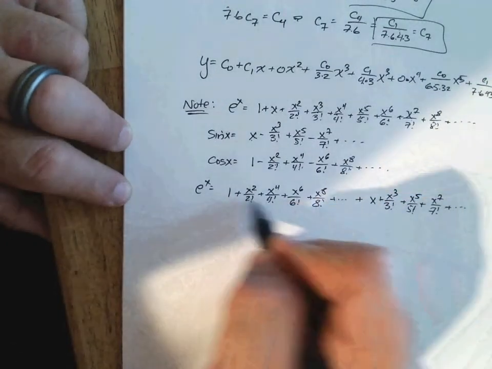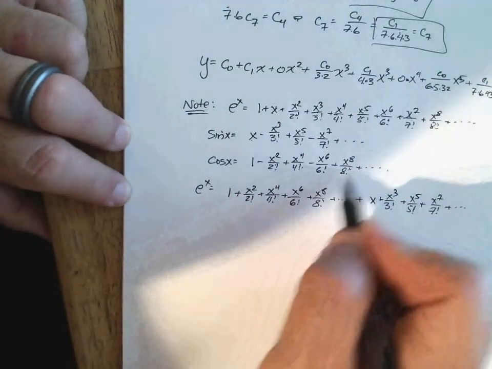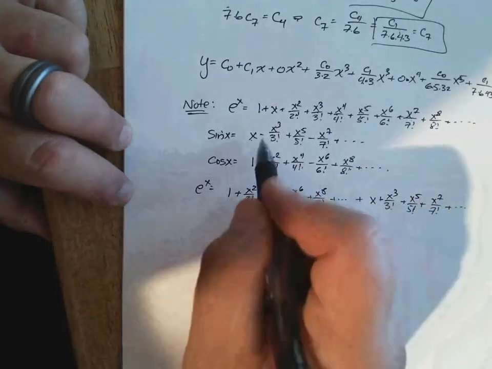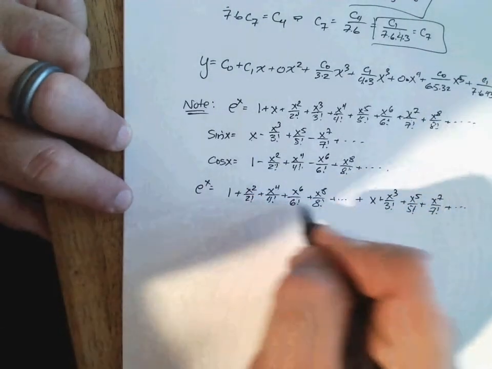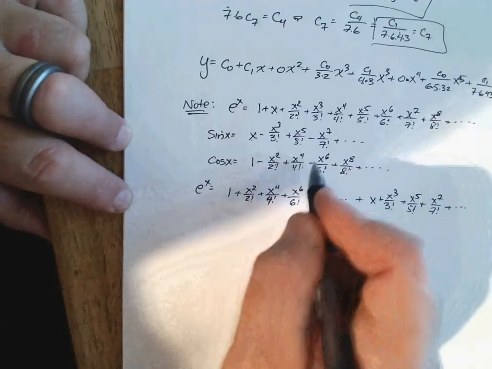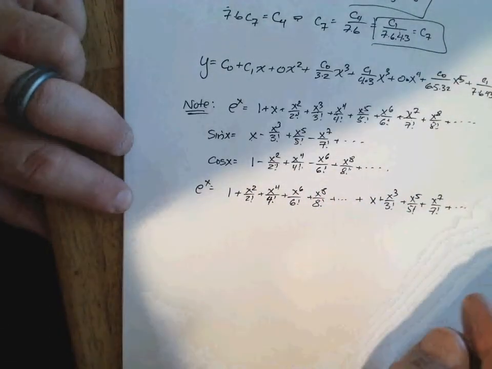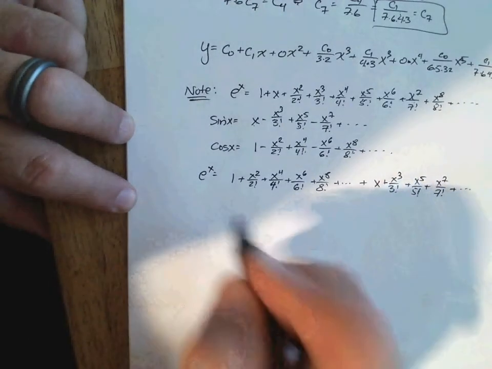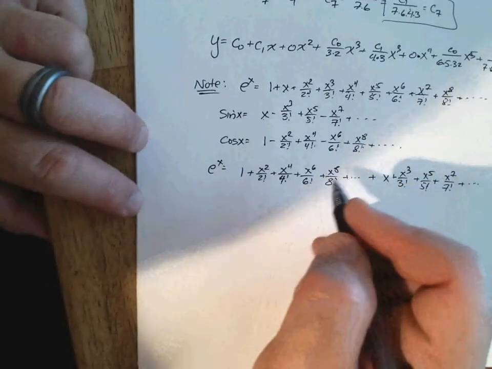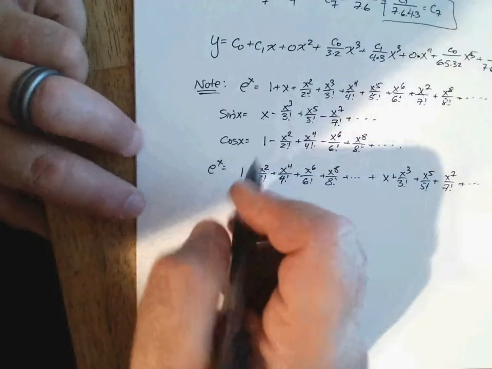Well, this really isn't the cosine. The cosine has an alternating pattern to it. This isn't the sine. The sine has an alternating pattern to it. But it is pretty interesting, isn't it, that you have the same terms. It's just the alternating pattern isn't matching up. So is there a way to get that alternating pattern to occur?